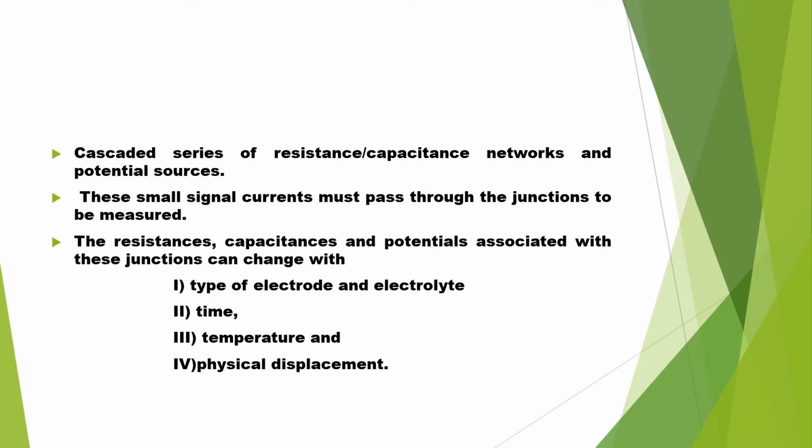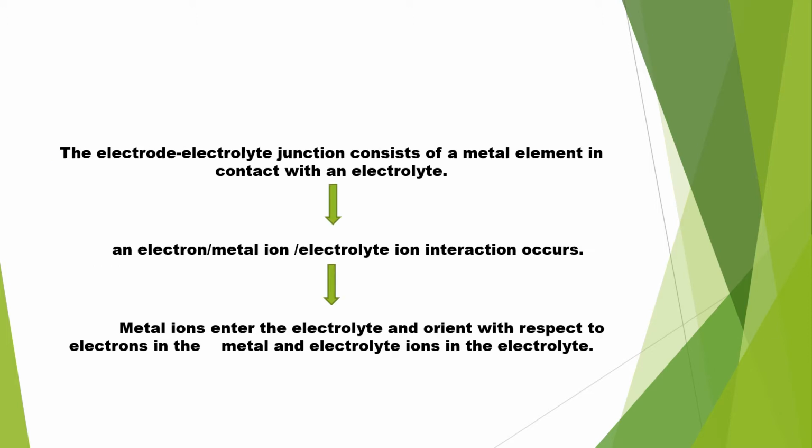The characteristics of these junctions are important to consider when measuring biopotential signals generated by the body, because these small signal currents must pass through the junctions to be measured. The resistances, capacitances, and potentials associated with these junctions can change with the type of electrode and electrolyte, or time, temperature, and physical displacement. The electrode-electrolyte junction fundamentally consists of a metal element in contact with an electrolyte.